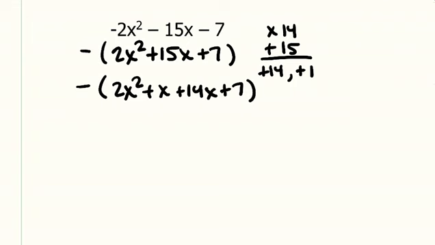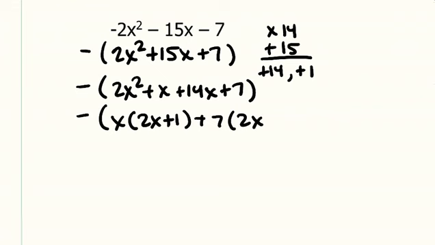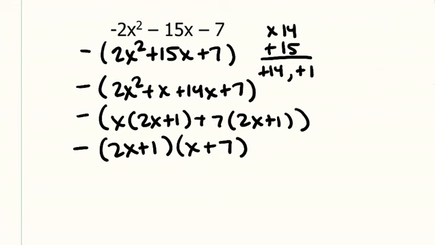And then I'm going to factor by grouping. And then I'm going to factor out a 7 from this thing. And then I'll have that 2x plus 1 multiplied by an x and multiplied by a positive 7.